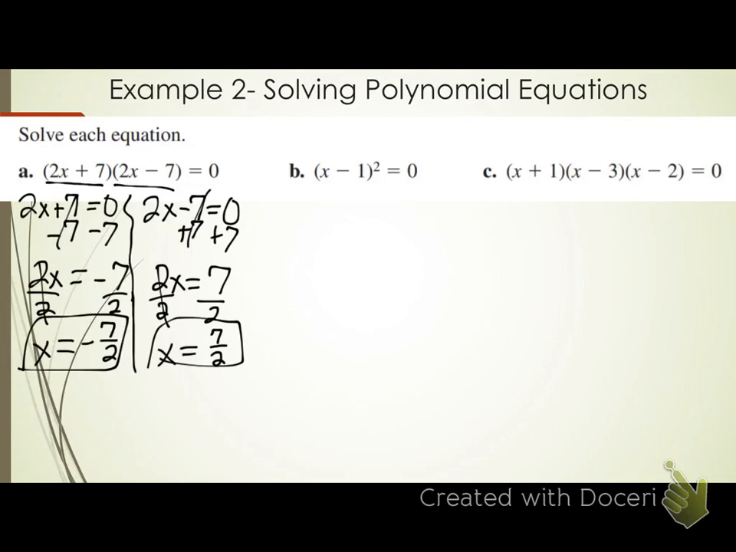Do I have a repeated root here? Are these the same number? No. One's a positive, one's a negative, right? Two different numbers. So I do not have any repeated roots here. I only have a repeated root if it's the same exact number for both equations. Okay? Questions on A?